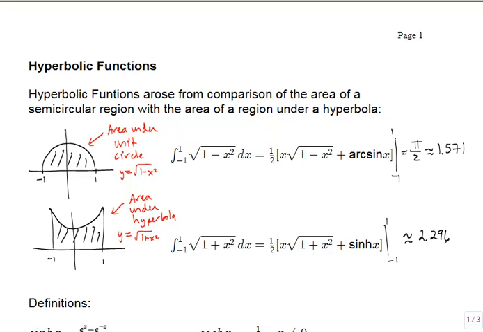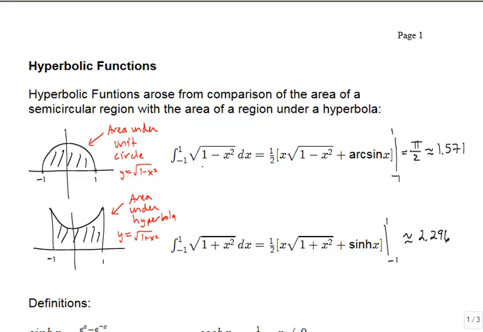Welcome to the video lecture on hyperbolic functions. Hyperbolic functions arose from a comparison of the area of a semicircular region with the area of a region under a hyperbola. So here is half of a unit circle from -1 to 1 centered at the origin, and if we wanted to compute the area underneath that curve, it has as its equation y equals square root of 1 minus x squared.